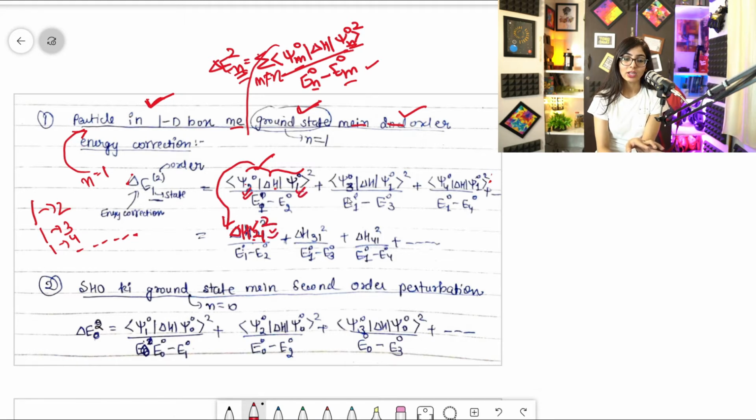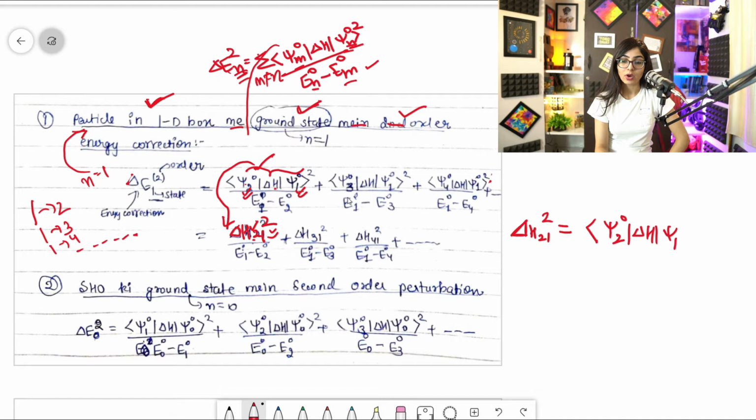Clear? And square is there. So if I write delta H 2-1 square, that basically means I am writing psi 2 naught delta H psi 1 naught. If I'm not writing star over here, just consider it for I. If I is not there, don't consider star. So it is psi 1 naught square, and whatever is given last, it is 2 1, so you will write 1 over here and E2 naught.